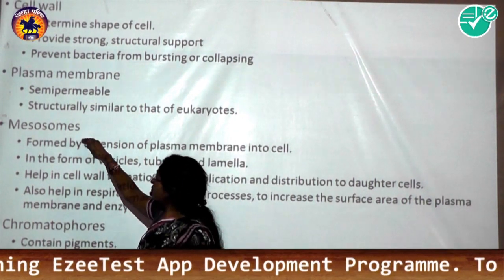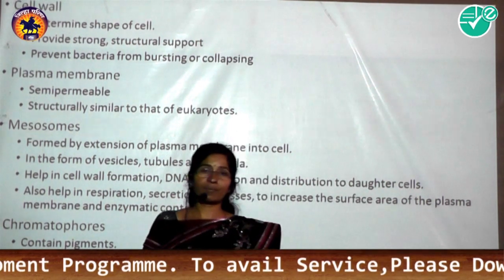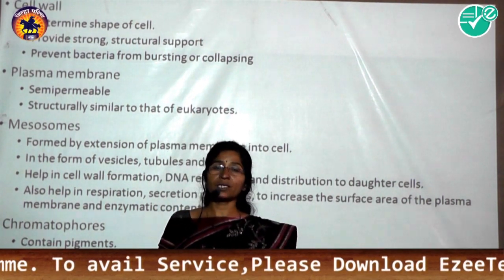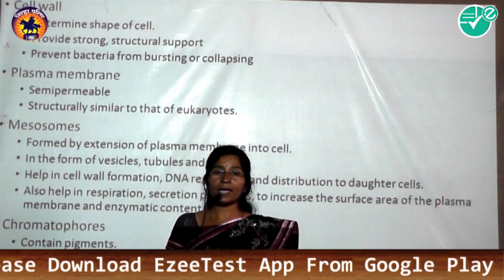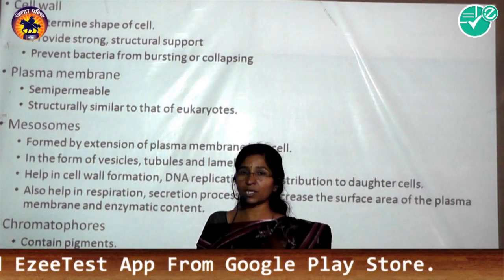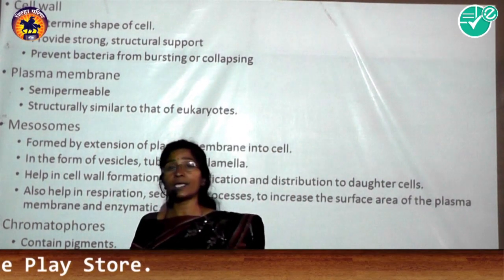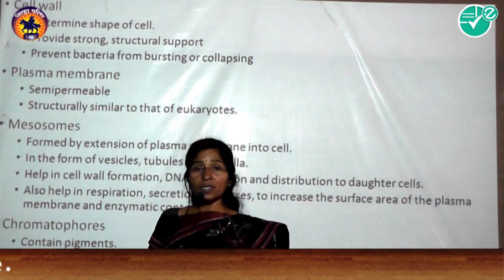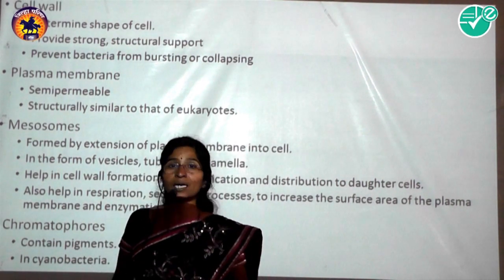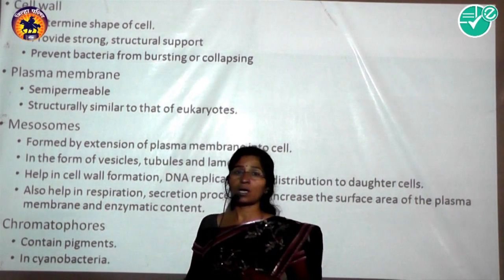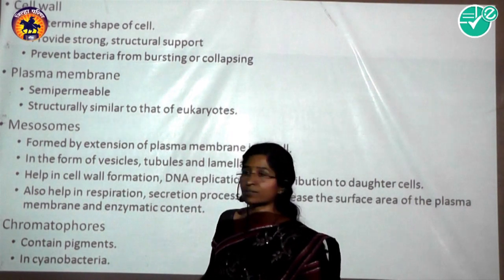Then next, the mesosome. The mesosome is an extension of the plasma membrane into the cytoplasm. It is an irregularly folded structure of the plasma membrane interior to the cytoplasm. This is called a mesosome. Its function is to help in the formation of the cell wall, in the replication of DNA, and in the distribution of chromosomes to the daughter cells.